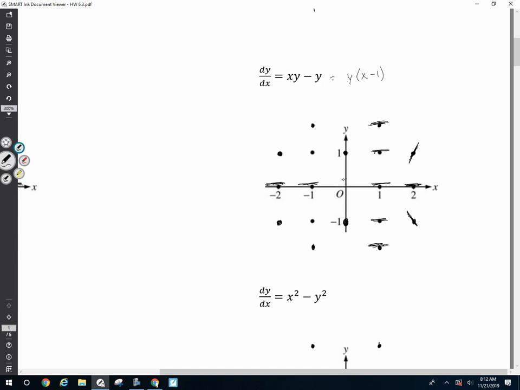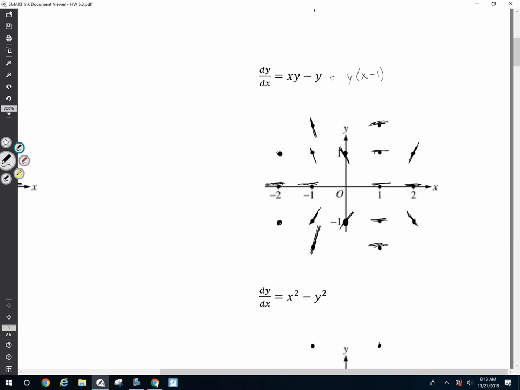So this will be a slope of 1. This will be a slope of negative 1. If x is 0, it's going to be the opposite. It's going to be negative 1 times the y. So this will be a slope of negative 1. This will be a slope of positive 1. If x is negative 1, then it's negative 2 times y. So this will be negative 2. This will be negative 4. This will be positive 2. This will be positive 4.